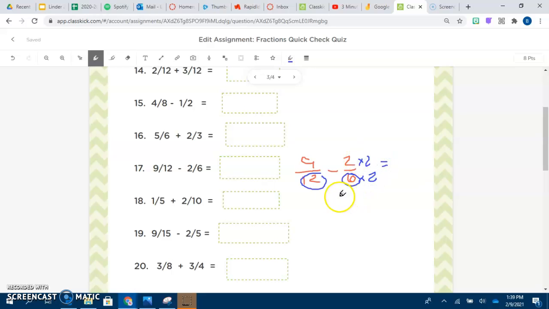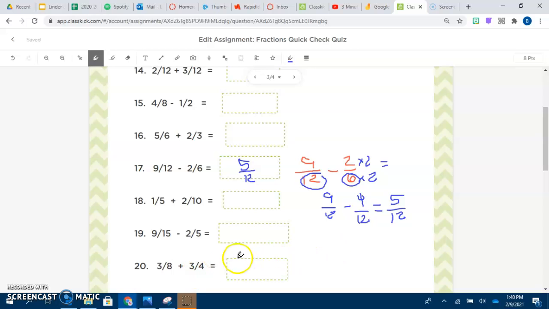So then I have 9/12 minus 2 times 2 is 4. And 6 times 2 is 12. So 9 minus 4 is 5. And then we have 12 on the bottom, which stays the same. So the answer for 17 is 5/12.